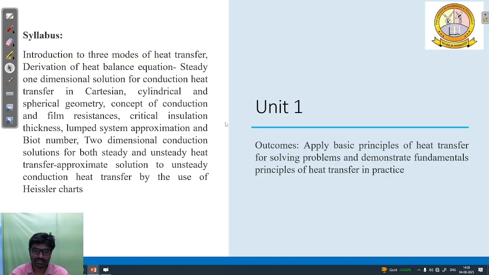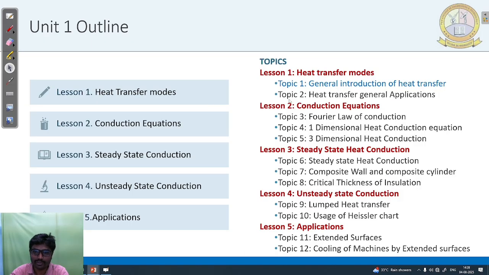So in this course, we are going to discuss different topics related to heat and mass transfer. Unit 1 covers the important concepts of heat transfer, because the basics play a major part in each and every concept. So the basic concepts will be covered in this particular Unit 1. I have separated Unit 1 into different lessons.